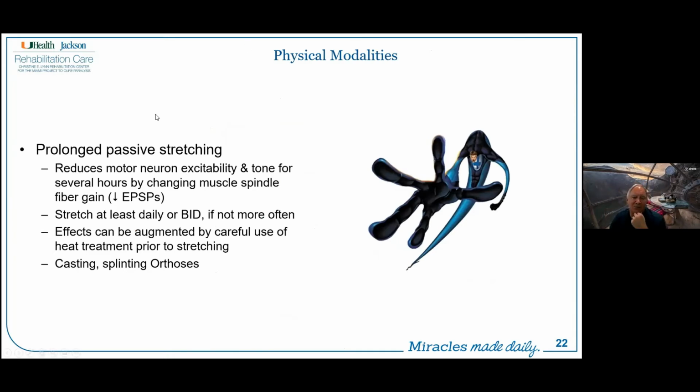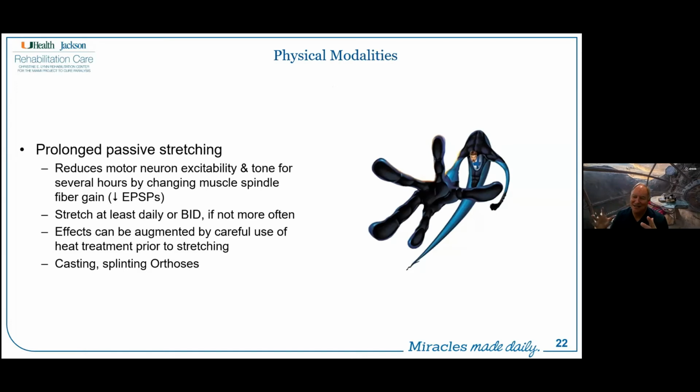Physical modalities: one of the first things we can do is to increase the passive stretch. What does that do? That slowly changes the sensitivity of the spindle fibers so that you have less spindle activation and less 1A afferents going up. Therefore, you have decreased EPSPs, because you have slowly stretched the muscle and slowly changed the gain of the spindle fibers. Now, the problem with this is it wears off. And so your stretch will work for an hour or so.